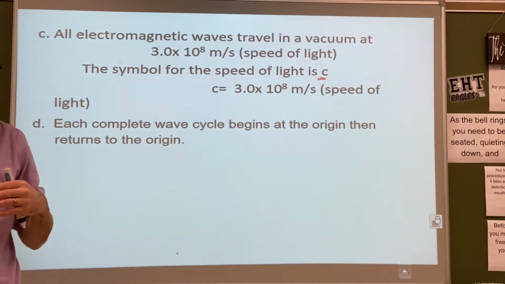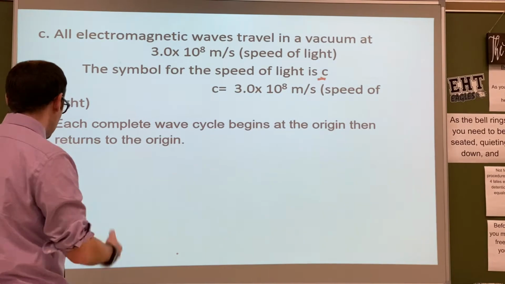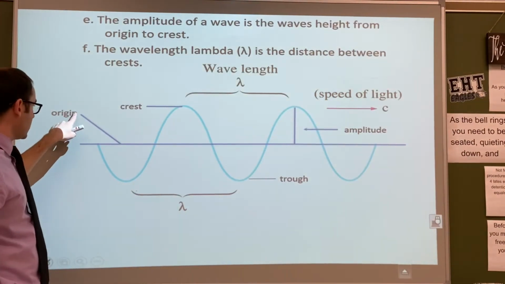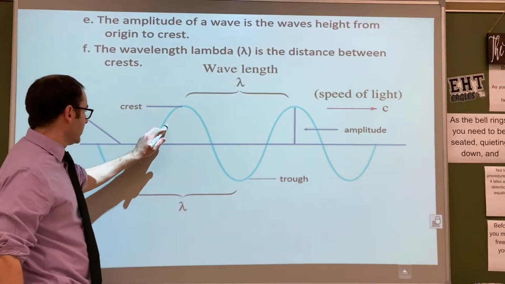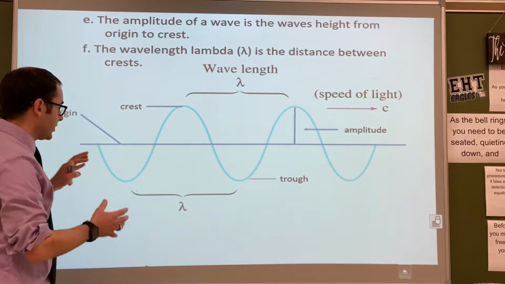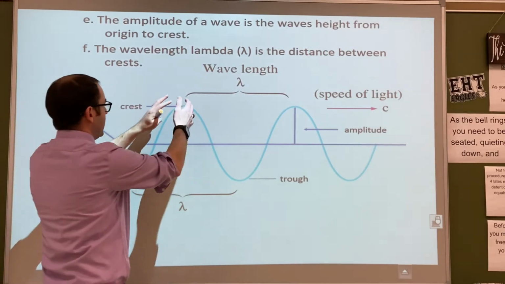Each complete wave cycle begins at the origin and then returns to the origin. So now we're going to talk about wave structure, all right? So a wave starts at the origin and then it'll return to the origin. So that's what our origin is here. So if our wave starts by going down, it'll eventually come on back to that origin. Now, a complete wave cycle has a lower part and an upper part, all right?